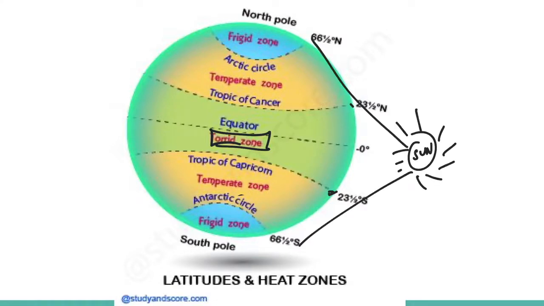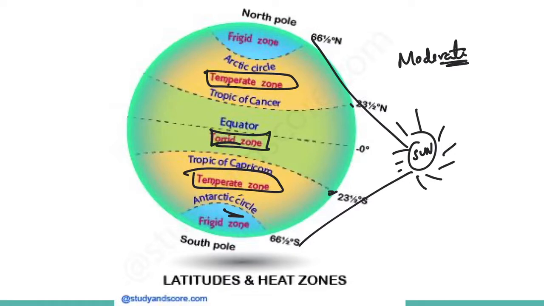The areas bounded by the Tropic of Cancer and the Arctic Circle in the northern hemisphere, and the Tropic of Capricorn and the Antarctic Circle in the southern hemisphere, have moderate temperatures, and therefore these areas are called temperate zones. Areas that lie between the Arctic Circle and the North Pole in the northern hemisphere, and the Antarctic Circle and the South Pole in the southern hemisphere, are very cold.